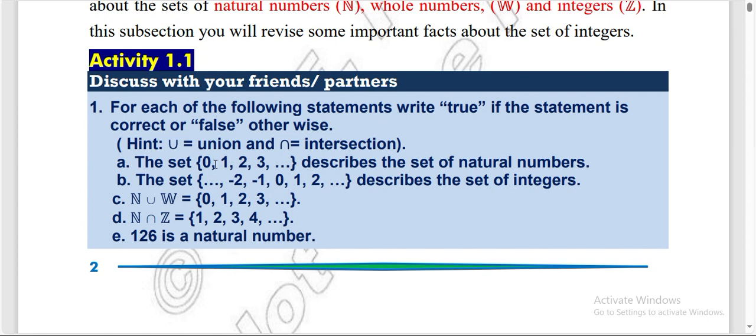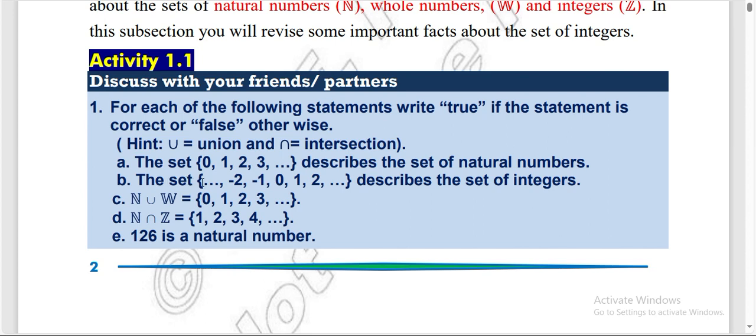This one is not a natural number; it is a whole number due to 0. So this syntax or this equation is false. B.